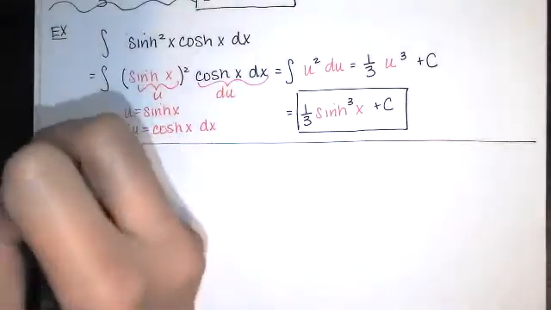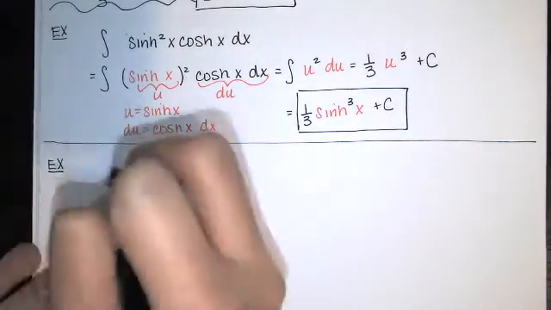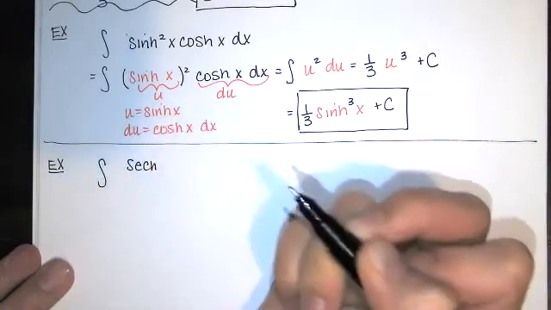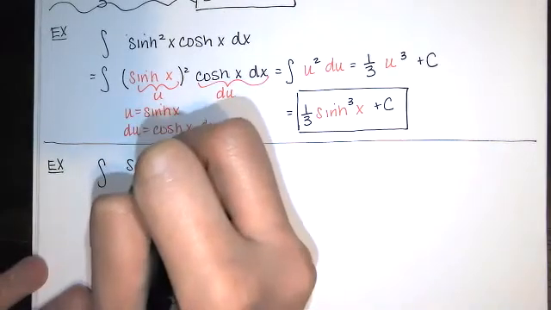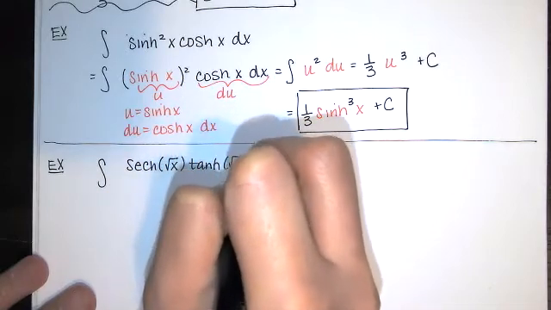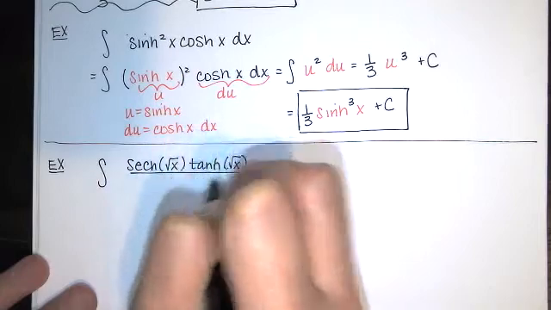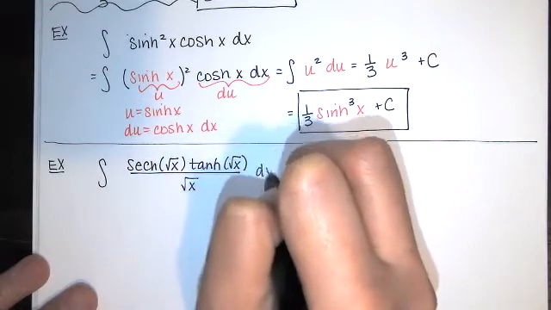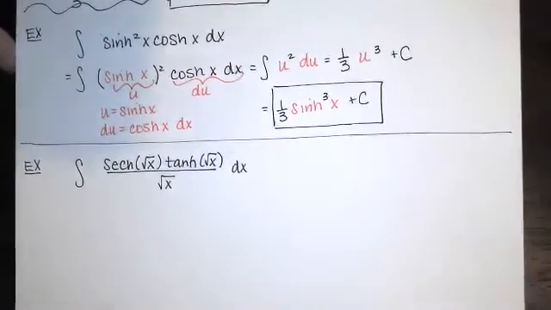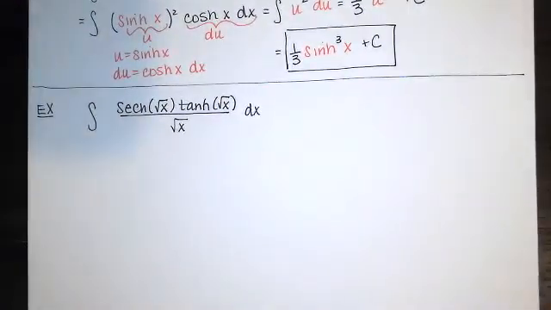Let's say somebody gives you this problem. You've got hyperbolic secant of the square root of x times hyperbolic tangent of the square root of x divided by the square root of x dx. Now that looks hard, but it's actually not too bad.